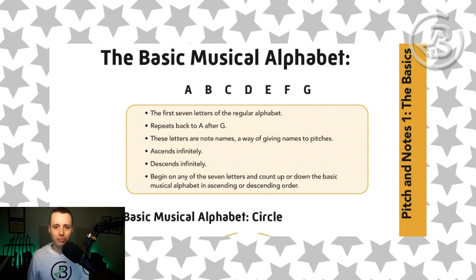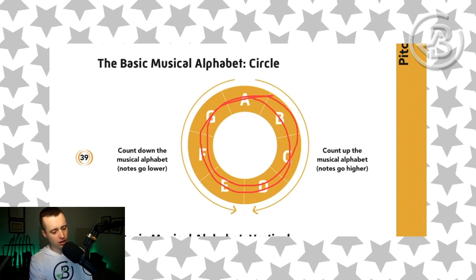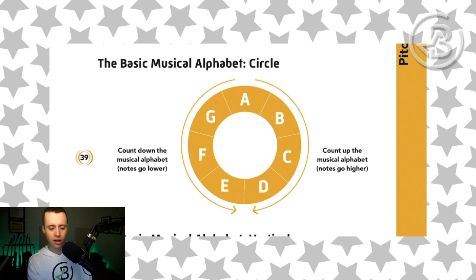In this lesson, we are going to talk more about the basic musical alphabet, and we're going to look at it in two ways. The first way is as a circle. The reason we're looking at it as a circle is because, remember, the basic musical alphabet goes on and on forever from low to high. A, B, C, D, E, F, G, A, B, C, D, E, F, G, like that. And it goes backwards from high to low.